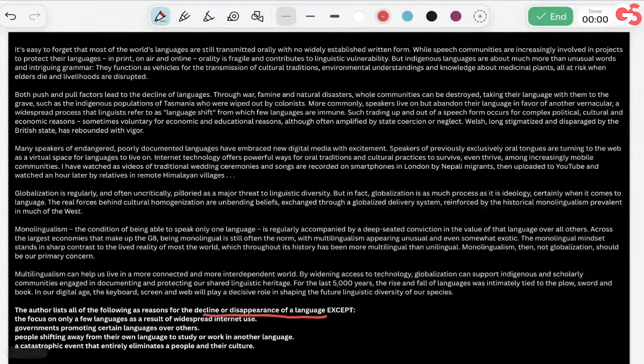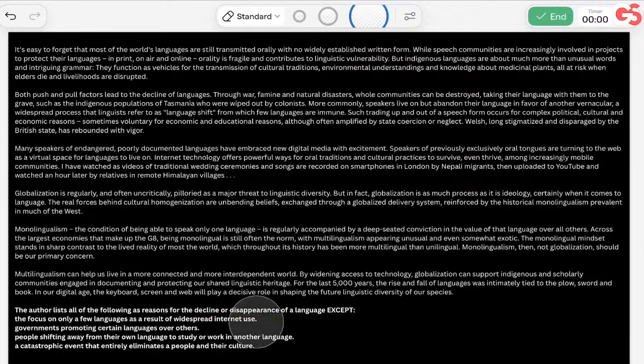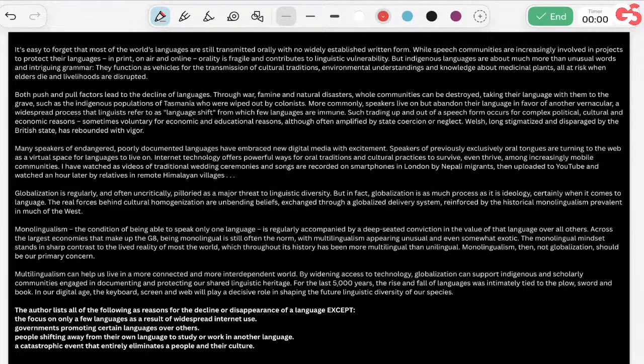Coming to next, the author lists all of the following reasons for the decline or disappearance, except what? ठीक है. The focus on only a few languages as a result of widespread internet use. Author ने बात नहीं बोली है, यही सही लग रहा है मेरे को. आगे क्या है, governments promoting certain languages over others, people shifting away from their own language, catastrophic event entirely eliminates. सब कुछ बोला गया है, बस पहला नहीं बोला. That's correct. So A is the option here. A is correct. Sarth has marked P. Why Sarth?